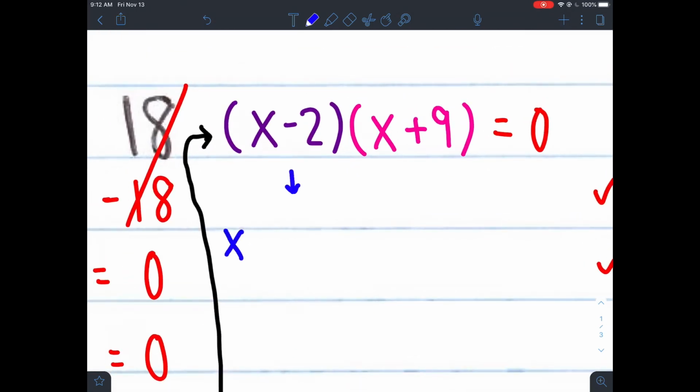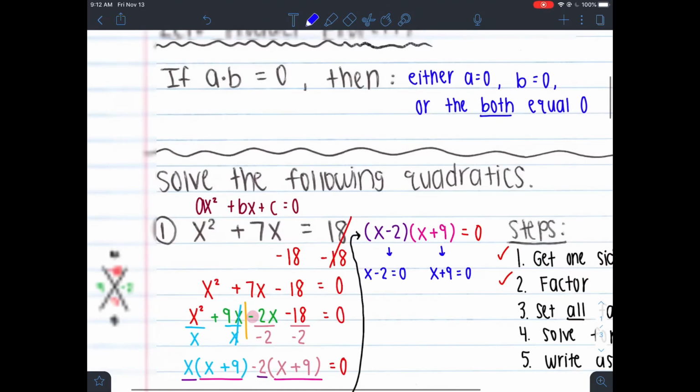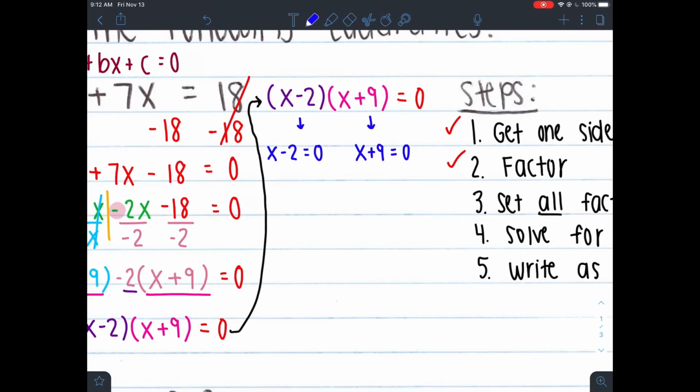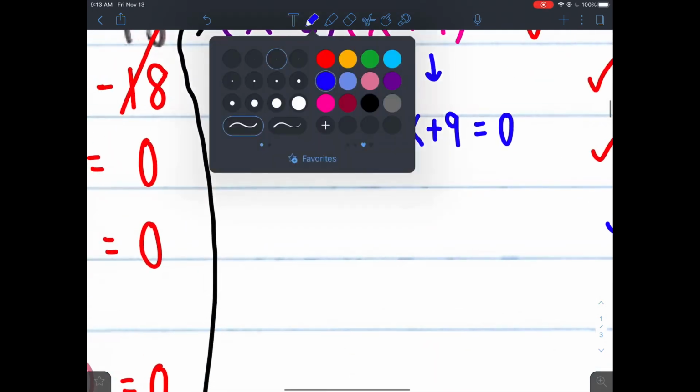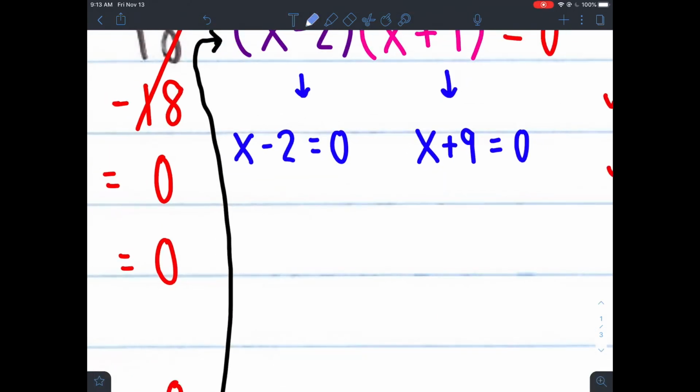So you're going to set them all equal to 0. Take x minus 2, set that equal to 0. This is where the equal to 0 comes into play. Then you have x plus 9, you're going to set that equal to 0. So you're going to set all of your factors equal to 0. Once you do that, we're going to solve for x. So we're trying to get x by itself. What color have I not used yet? This one. Okay, so let's get x by itself in both situations.